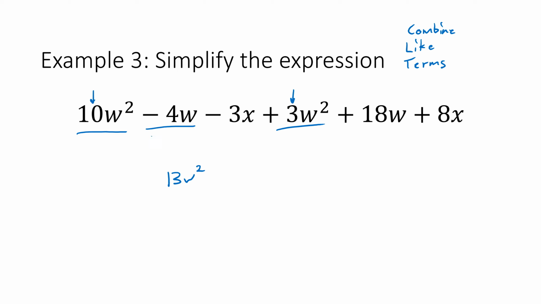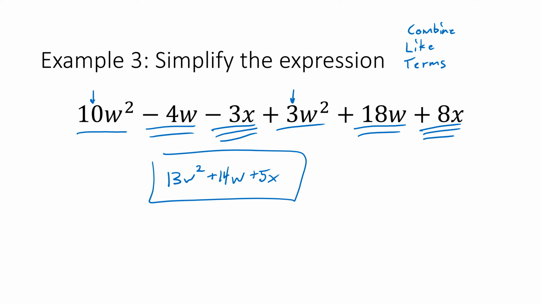Let's move on to the w. I'll double underline it just so I know it's a different term. This w combines with this w, and again, add the coefficients. -4 plus 18 is positive 14w. Finally, the x's. This -3x is going to add to this 8x to give me 5x. And that's it. That's all the like terms I have. I'm done. I don't have anything to plug in for the variables. I'm done.